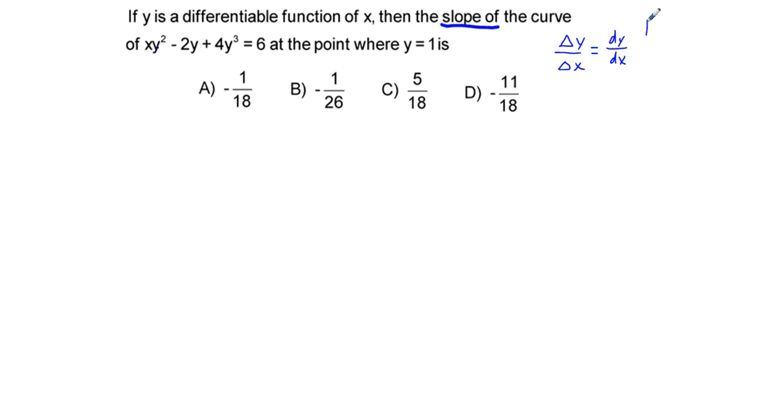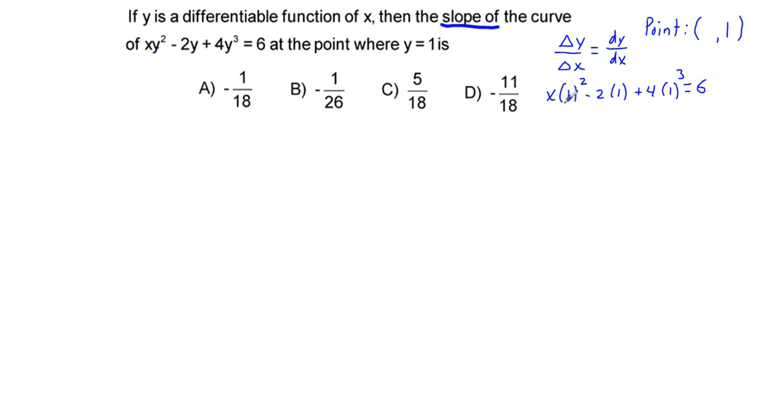Now we're going to need to have, to solve this, a point. And a point is a coordinate pair. And we are already given the y coordinate, which is 1. We need to find that x coordinate. Well, to do that, we're going to use this equation, and I'm going to work this over to the right. So x times, substituting 1 for y, 1 squared, minus 2 times 1, plus 4 times 1 cubed is equal to 6.